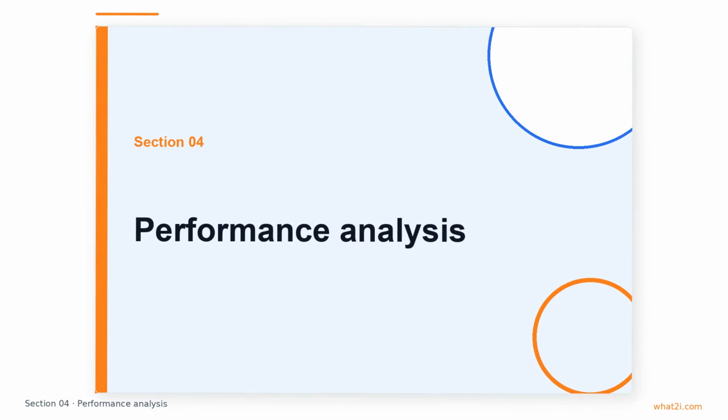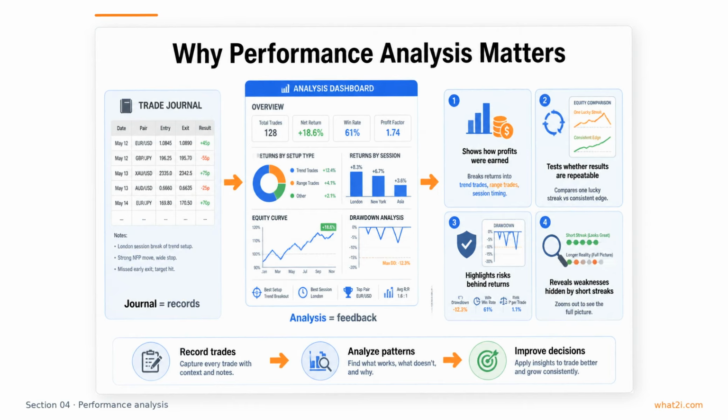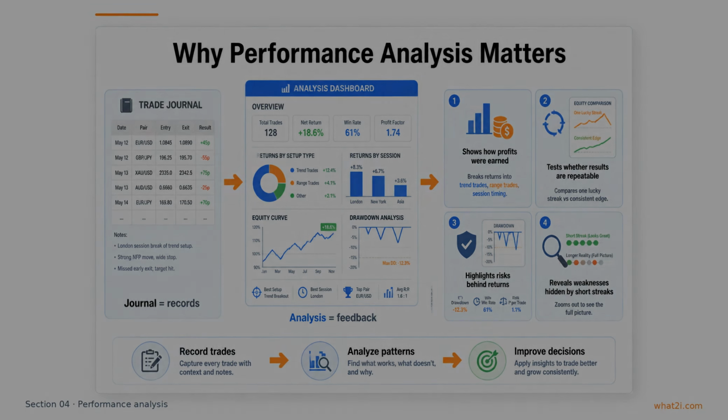Section 4. Performance Analysis. Once a strategy is being traded and tested, performance analysis helps turn records into useful feedback. A journal tells you what happened on each trade, but analysis shows how profits were earned and whether those profits are likely to be repeatable. It also highlights the risks that may be hidden behind a decent return, such as unstable results or deep drawdowns. Short winning streaks can make a method look stronger than it really is, so analysis helps you see beneath the surface. In that sense, performance analysis is where raw trade history becomes decision support. It helps you move from observation to improvement.